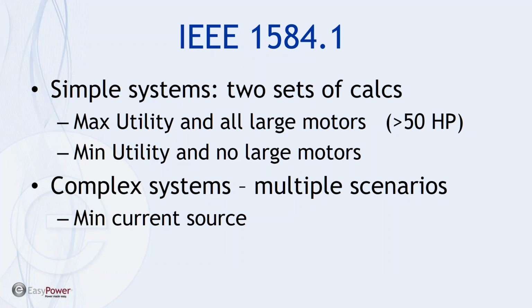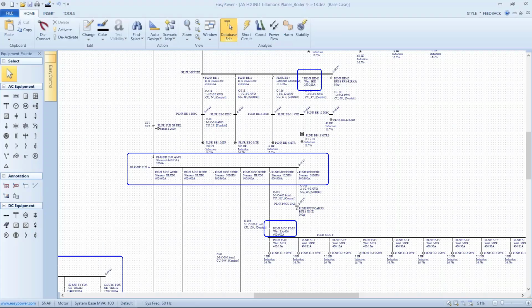This dialogue, or this consideration of different scenarios, is driven by the recommendation in the IEEE 1584 documentation to consider two sets of calcs for a simple system, the first set being the maximum utility with all motors, or all large motors, contributing or included, and the other scenario being the minimum utility contribution or short circuit and no large motors included. And then they basically say for more complex systems you may want to have multiple scenarios, in particular when you're considering minimum current source. So again, this is not a directive on what to do. It's more how the tool gives you certain capabilities when you have to deal with this in a project.